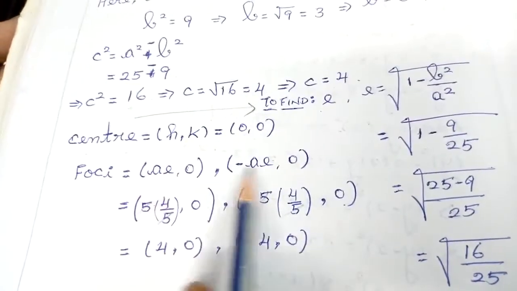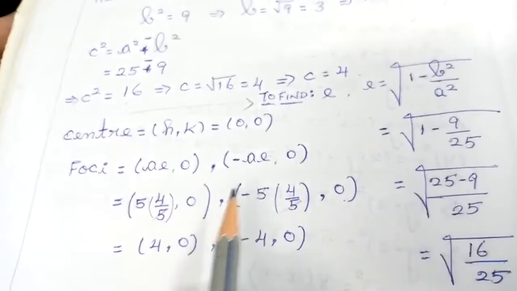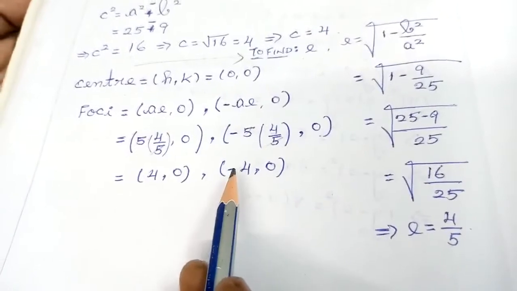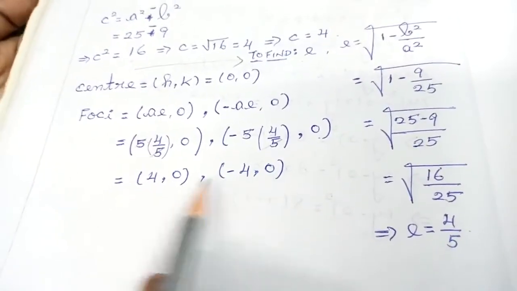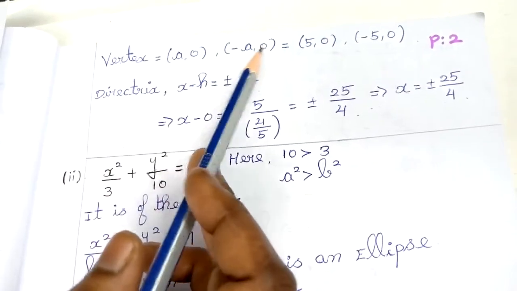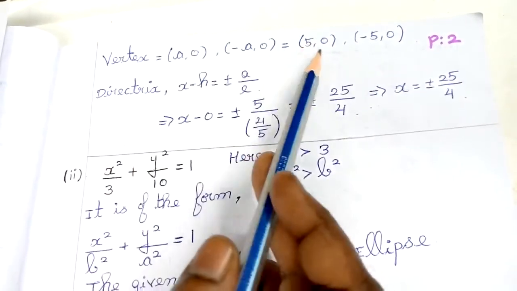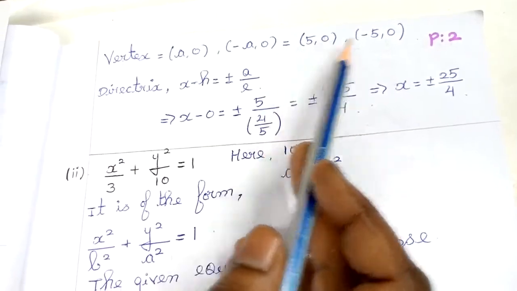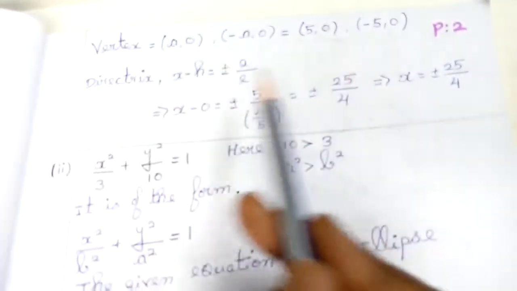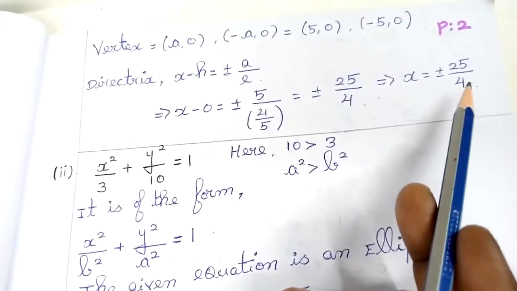Foci, apply the value, students, that is c comma 0 or ae comma 0. Apply, calculate, you will be getting this answer, that is 4 comma 0 and minus 4 comma 0. Vertex, a comma 0 and minus a comma 0, just apply the value for a, you will be getting the answer as 5 comma 0 and minus 5 comma 0. Directrix, you are going to have this formula, students, that is x minus h is equal to plus or minus a by e. Calculate, you will be getting this final answer.